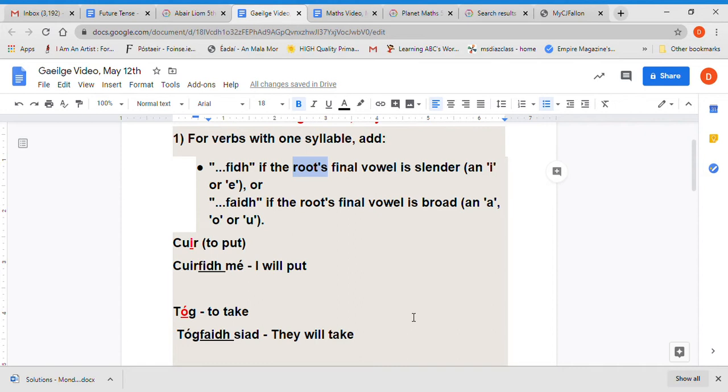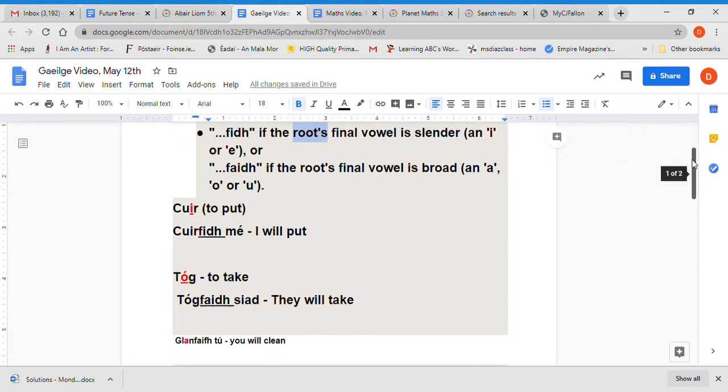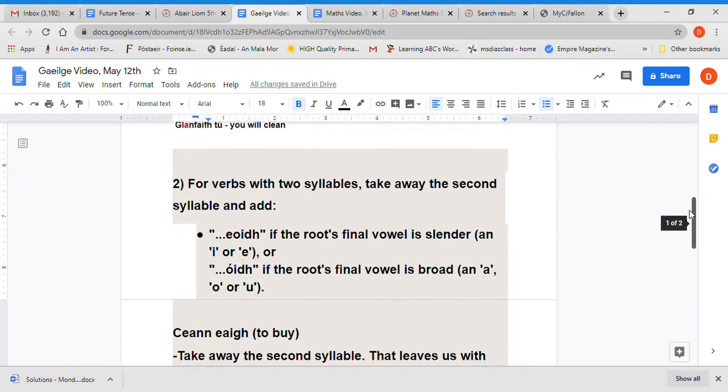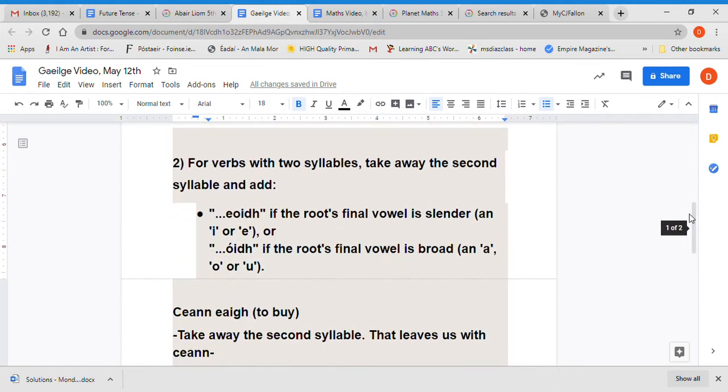We're now going to discuss verbs that have two syllables. Before we move on to that, okay, what is a syllable? A syllable is just a beat in a word, right? So as you can see here, cuir, if I tap that out, cuir, it's one syllable, okay? There's no break in the word whatsoever for the pronunciation. Let's have a look at verbs that have two syllables.